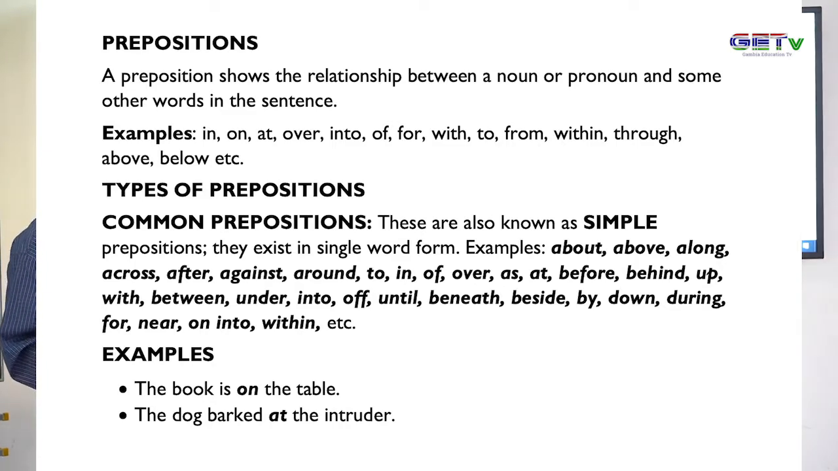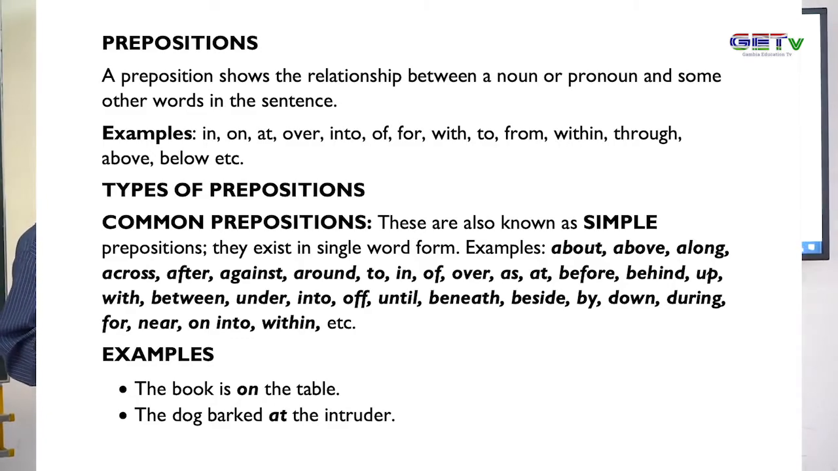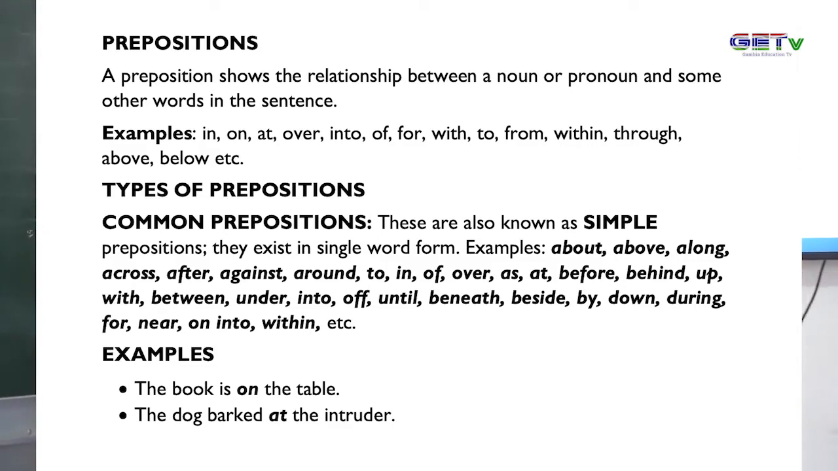We have about, above, along, across, after, against, around, to, in, of, over, as, at, before, behind, up, with, between, under, into, until, beneath, beside, by, down, during, for, near, on, within, etc. So these are simple prepositions. They are one-word prepositions, even though we have others that are categorized under compound prepositions, as we'll discuss later. So let's look at these prepositions, how we use them in some of the examples we have.